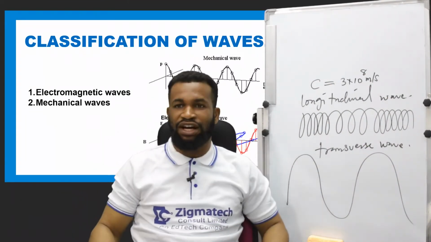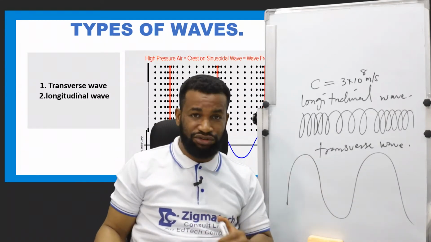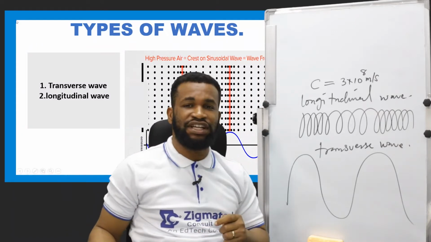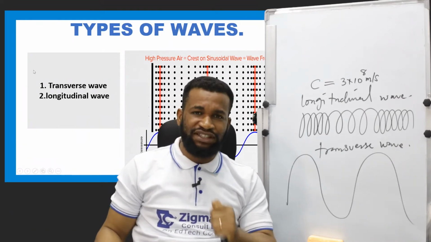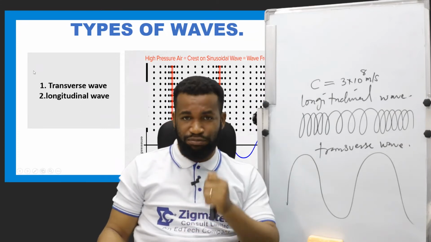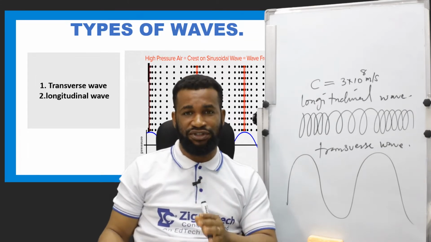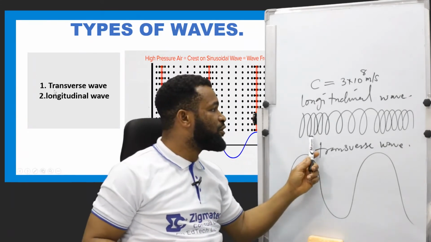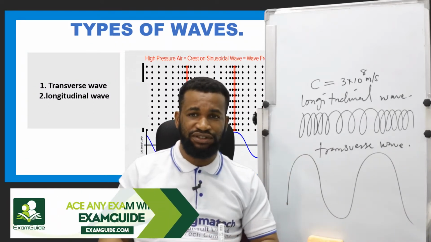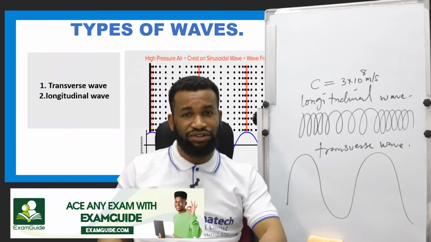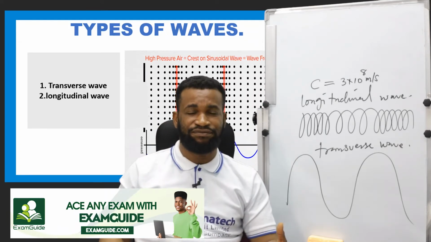Now, the major question you should be asking is, what is a transverse wave and what is a longitudinal wave? A transverse wave is a wave whose direction of propagation is perpendicular to the source of its production. That means they act in a perpendicular direction to the source producing it. However, longitudinal wave is a kind of wave that moves parallel to the source producing it. These are the definitions for longitudinal and transverse.